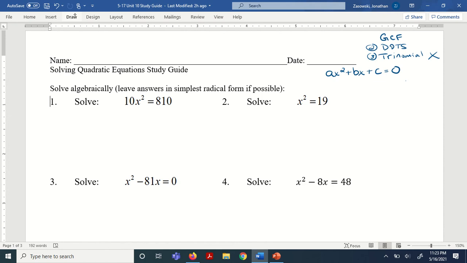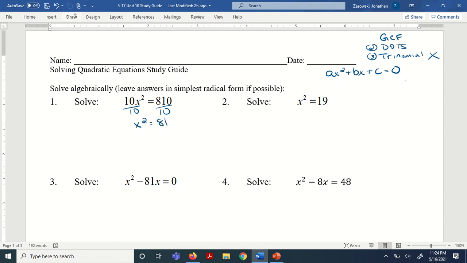So that's essentially what we're looking for as we work along here. Now, if there's no linear term, so the term in the middle is missing, one way to do it is just to take the square root of both sides. So get the x squared term by itself, take the square root of both sides. So for example, first question, we can divide both sides by 10 to get the x squared by itself. There's no x term, right? The linear term is missing. So we get x squared equals 81.